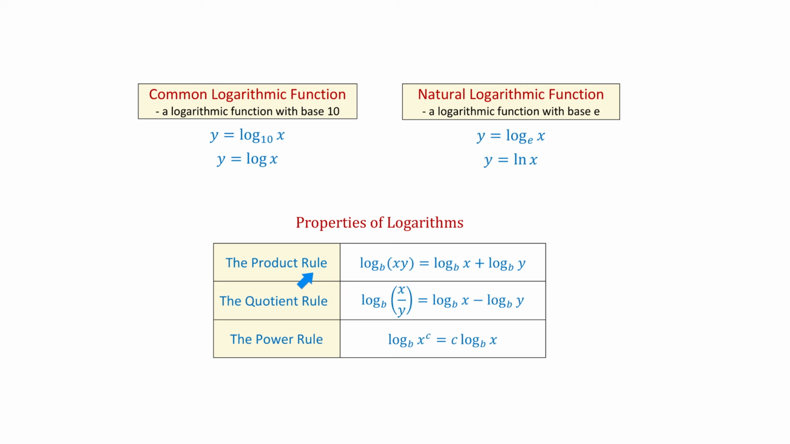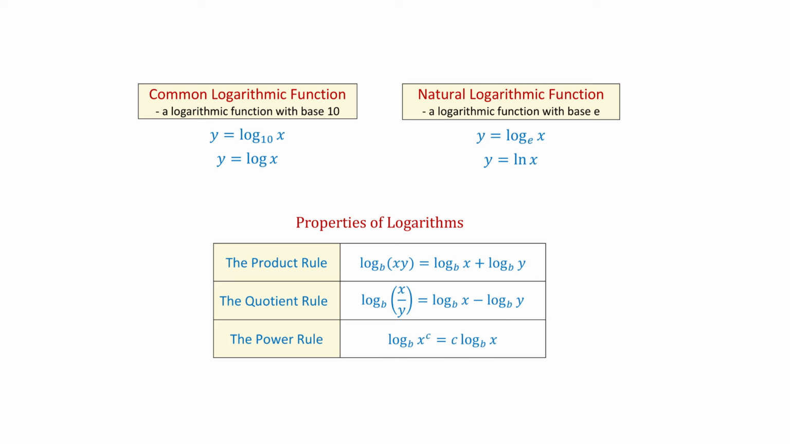With the product rule, we can write the logarithm of a product as the sum of 2 logarithms. So log base b of x times y equals log base b of x plus log base b of y. With the quotient rule, we can write the logarithm of a quotient as a difference of 2 logarithms. So log base b of x over y equals log base b of x minus log base b of y.